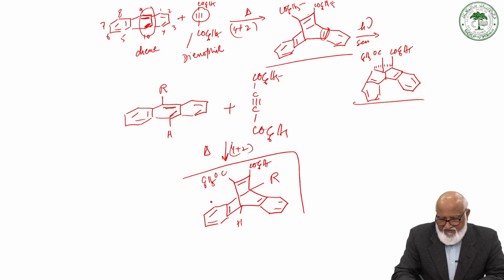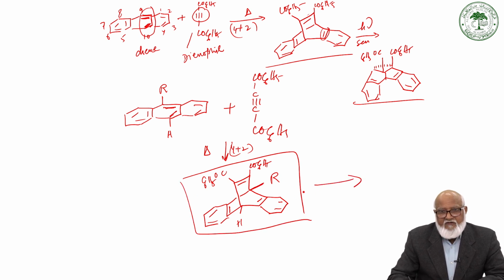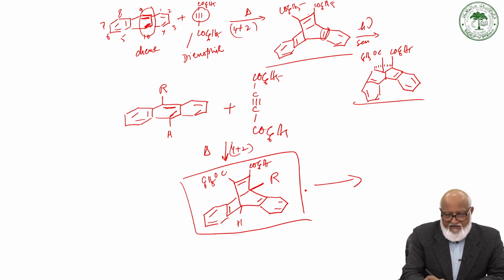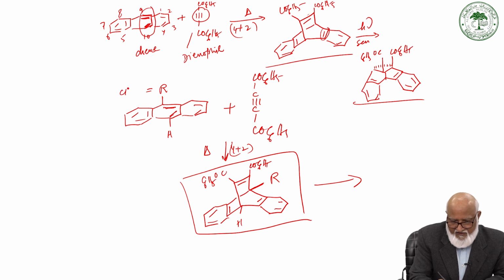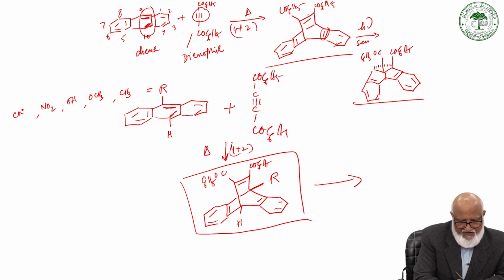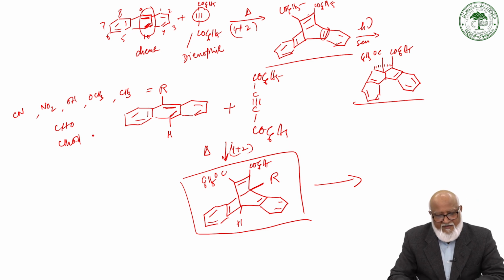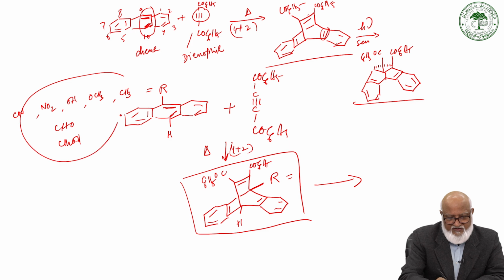Now what happens when we have a substituted bridge, and these different substitutions have been taken? If we have R equal to methyl, methoxy, OH, NO2, CN, and then we also have aldehyde, CHO, we also have CH2OH. A lot of work has been done, and similar adducts have been synthesized, so we can have a similar substituent as well here.